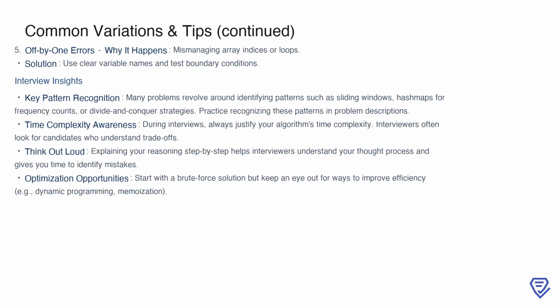Always match the data structure to the operations your solution requires to optimize performance. Off-by-one errors are another challenge you should watch for. These typically arise when array indices or loop boundaries are mishandled. To address this, use clear and descriptive variable names and test your code against boundary conditions to catch errors early.